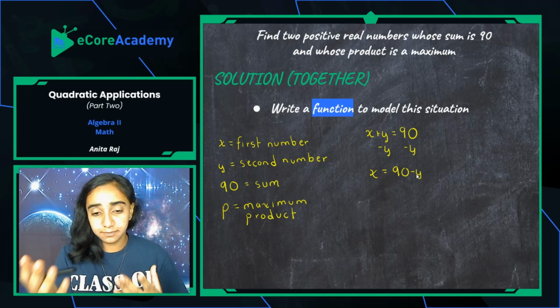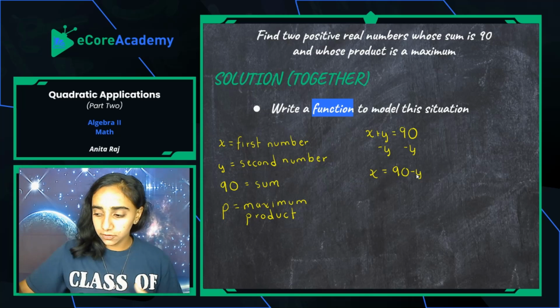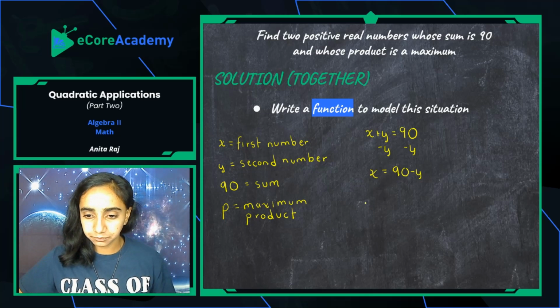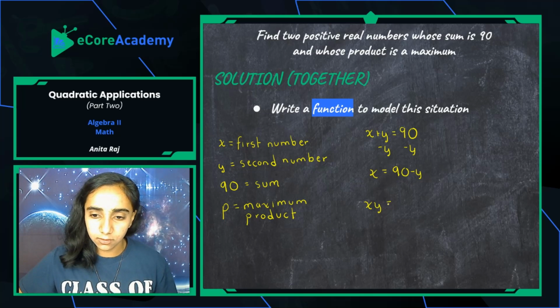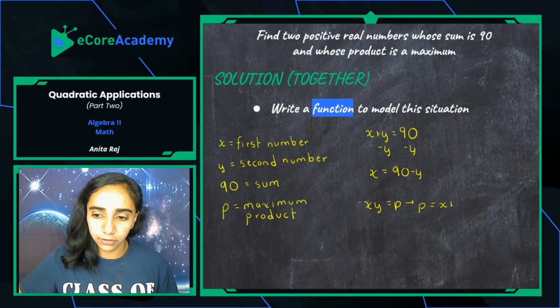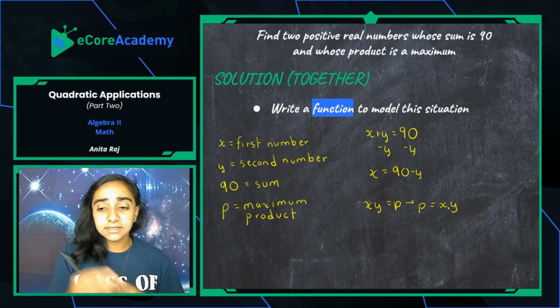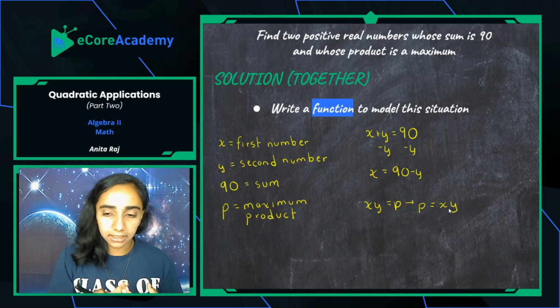And this product is p, which is our maximum product. So in other words, let me simplify it this way. x times y is equal to p. You can also rewrite this as p equals x times y. It's whichever way is easier for you to look at. So product is equal to our first number times our second number.